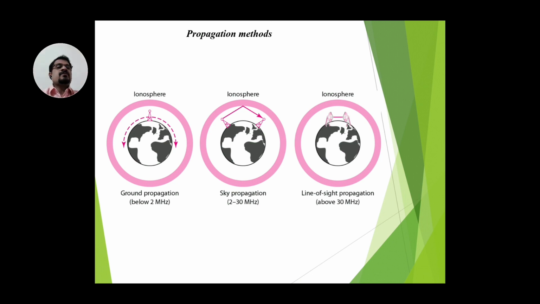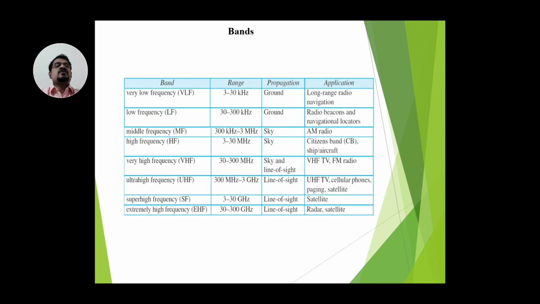And then line of sight propagation, where the signal travels on a line, and the receiver has to be tuned into that line of sight so that it can receive. Now let us see what the bands are.